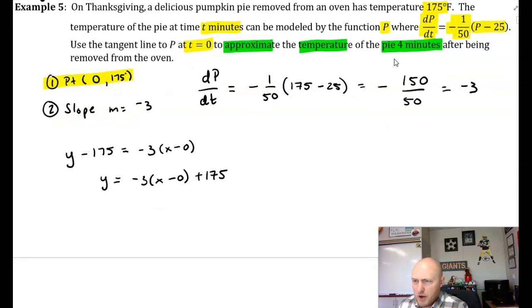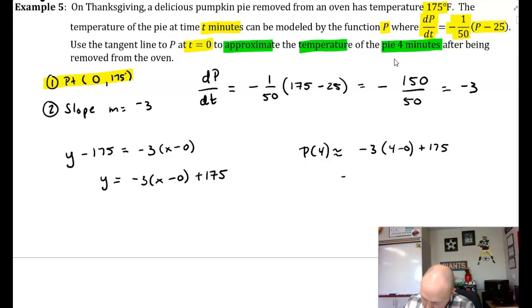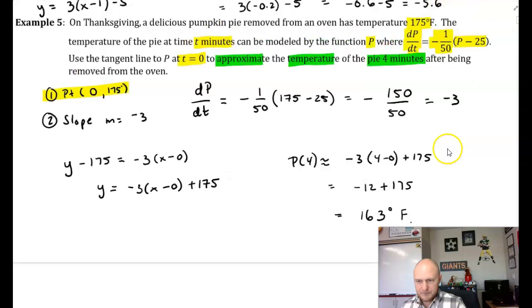Now they want the approximate temperature 4 minutes after being removed. So this is p of 4. p of 4 is approximately negative 3 times (4 minus 0) plus 175. And if we calculate this, negative 12 plus 175 gives us 163 degrees Fahrenheit. All right, there you have it.